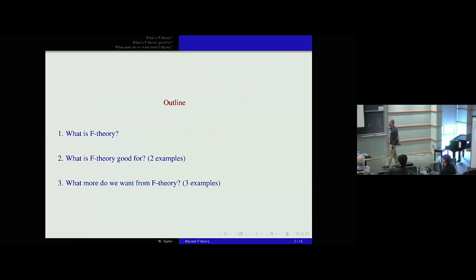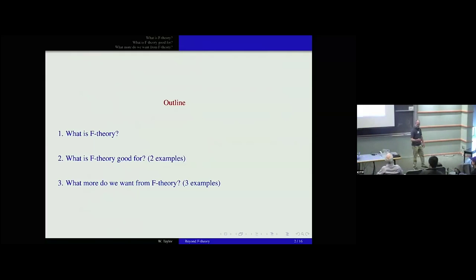And then the main focus of the talk is the last part, which is what more do we want from F-theory? Because, as I'll say, F-theory is actually not really a well-defined theory, to an even greater extent than the extent to which string theory is not a well-defined theory. And that starts to become a problem as we try to do more and more with it. So I want to talk about some very specific examples of ways in which, in particular, things like singularities that we want to understand better require some better understanding of what exactly F-theory is. So anyway, what is F-theory, what's it good for, and what more do we want from it?